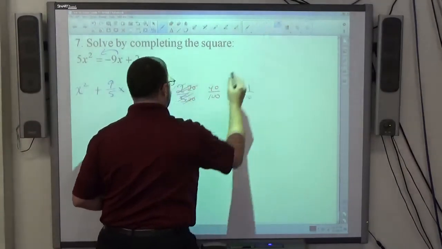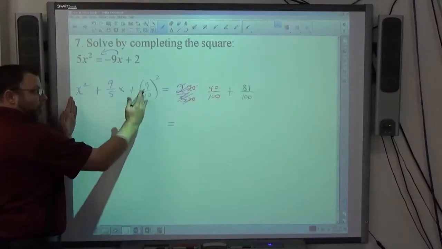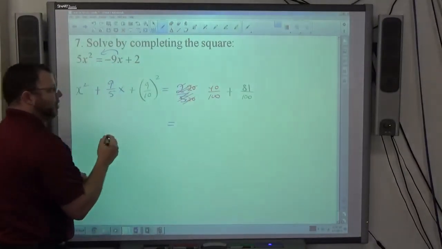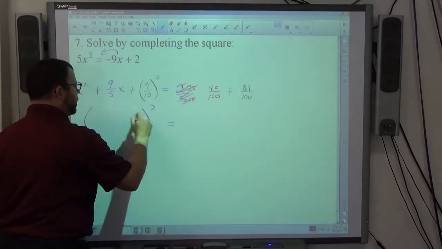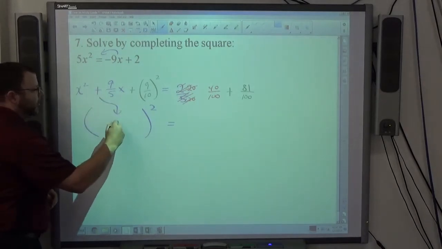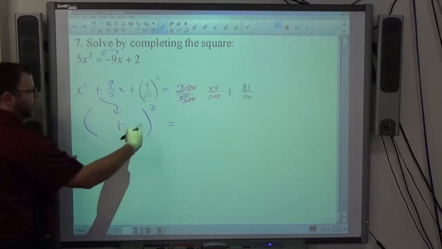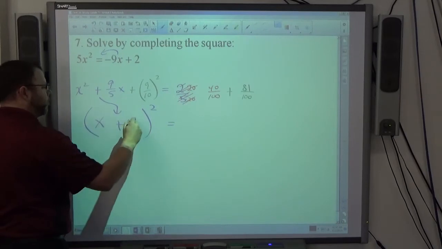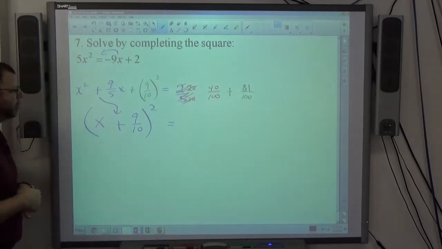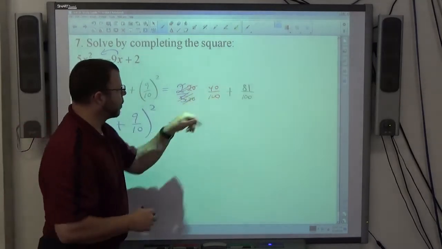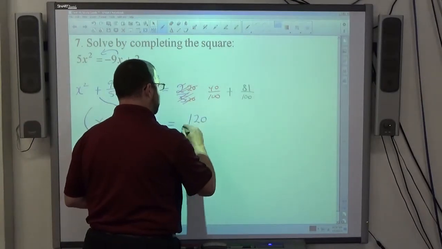So once again, I've got my perfect square trinomial over here. I've got my fractions to add over here with common denominator already created. Once again, when I factor, the sign is whatever the middle term sign is. Square roots of the perfect squares just reduce, or just take the squares off of the objects. Over on this side, 40 plus 81 makes 121/100.